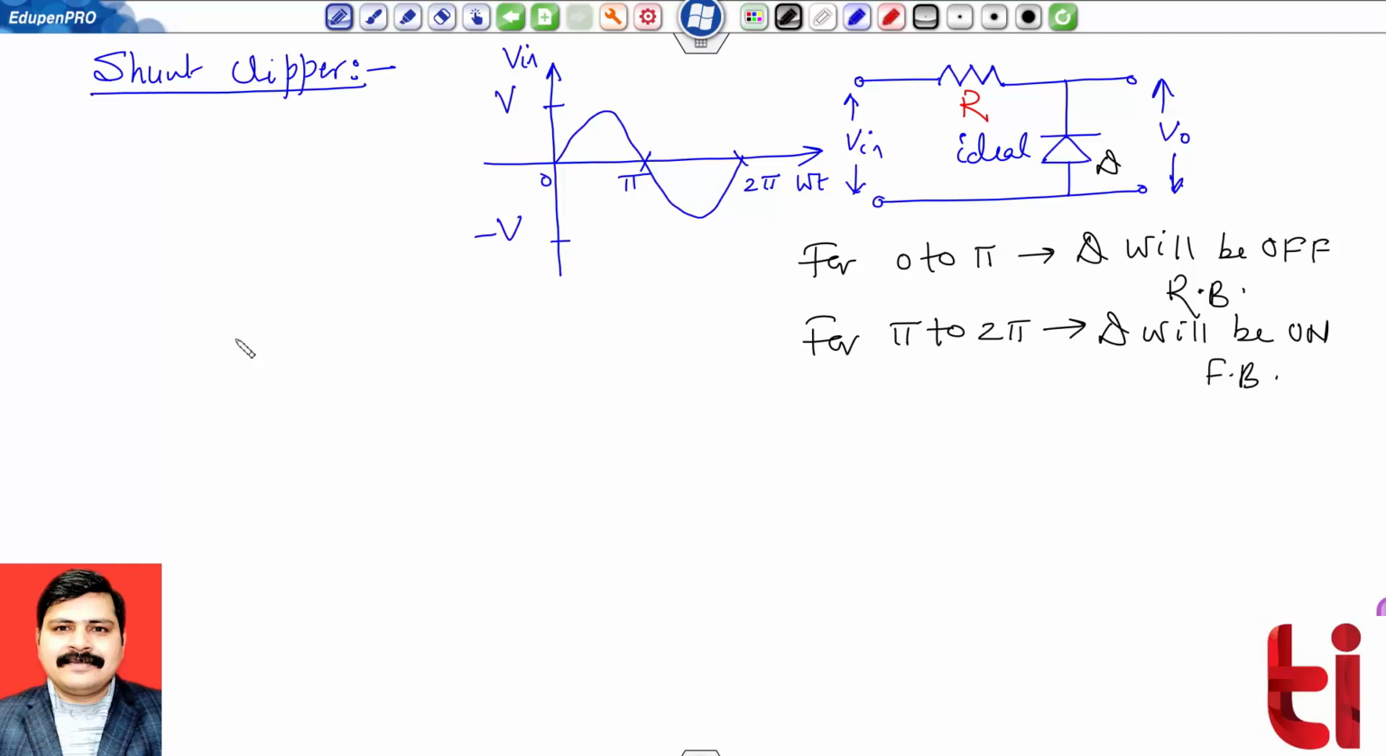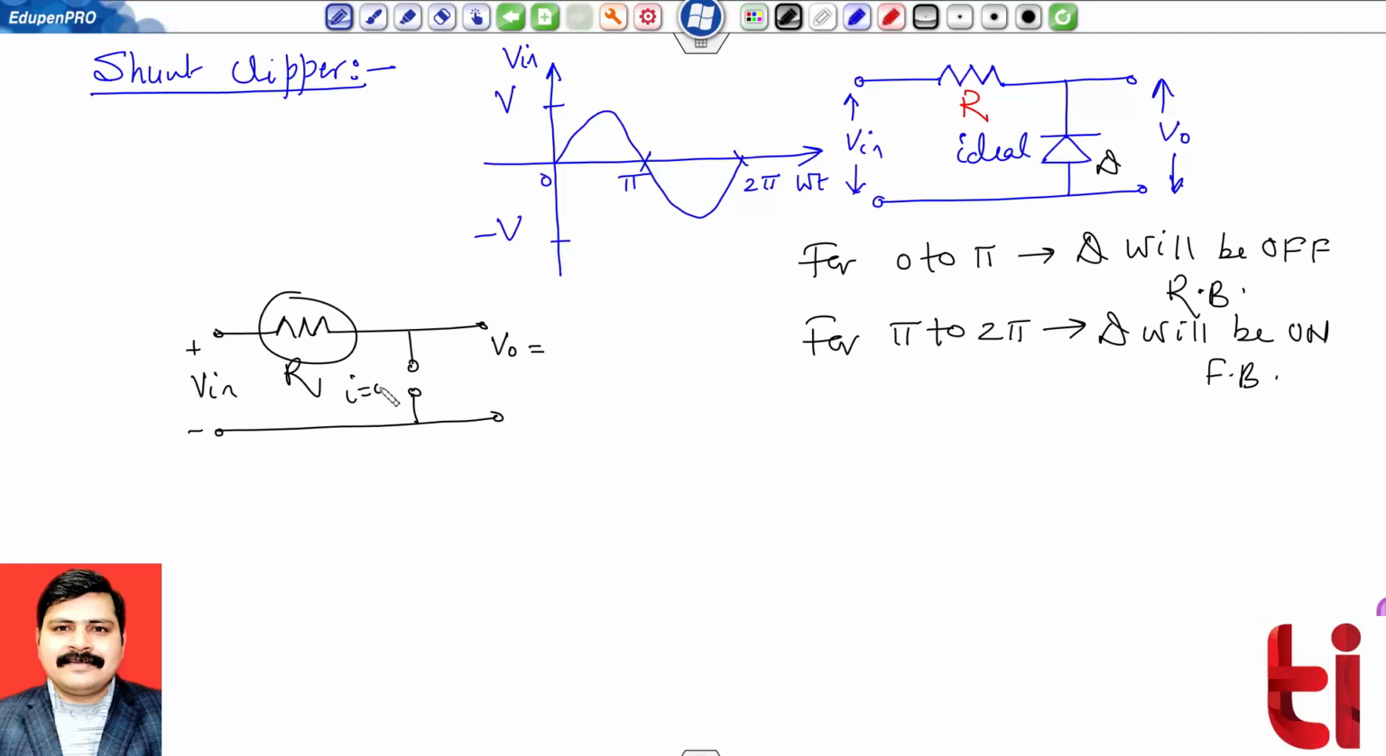So let me quickly draw the circuit diagram of both the cases. As it is reverse biased, it is replaced by an open circuit. So what about the output over here? Now in this situation, you can check no current can flow through the open circuit. So whatever the input signal is, the drop across this diode will be zero. Okay, as I equals 0, the drop will be 0. So V naught will be equal to V in.